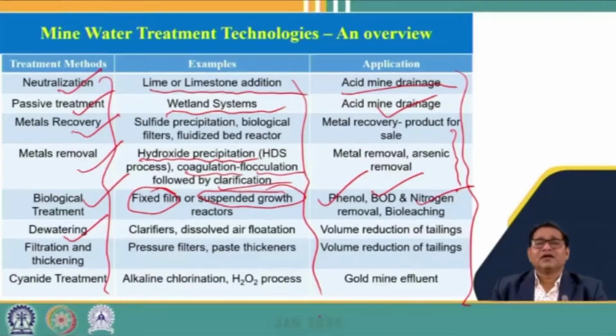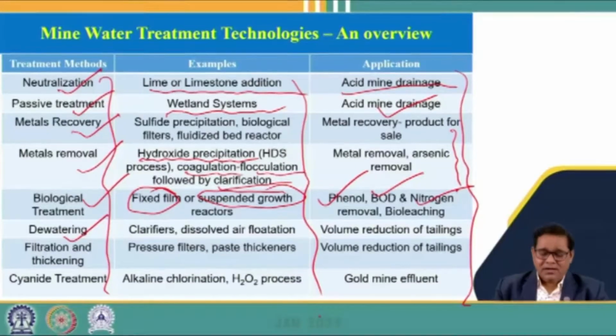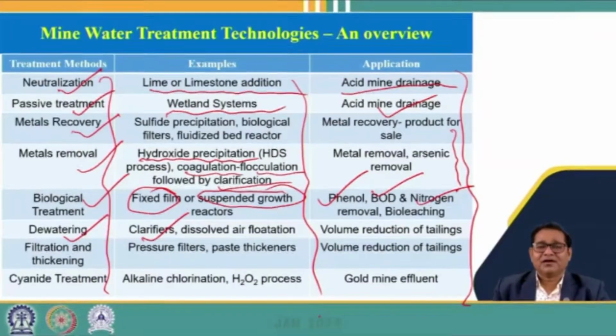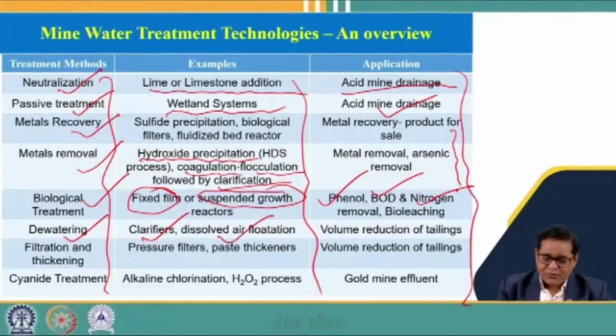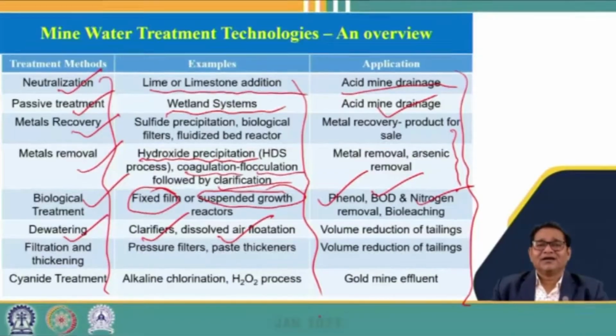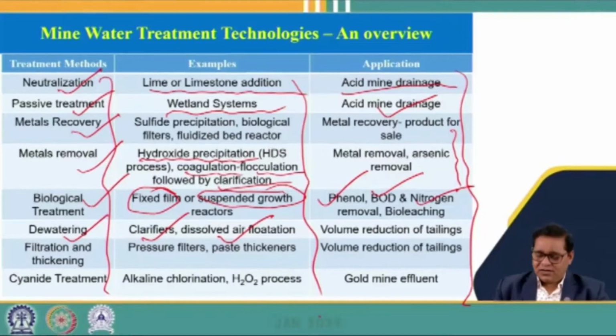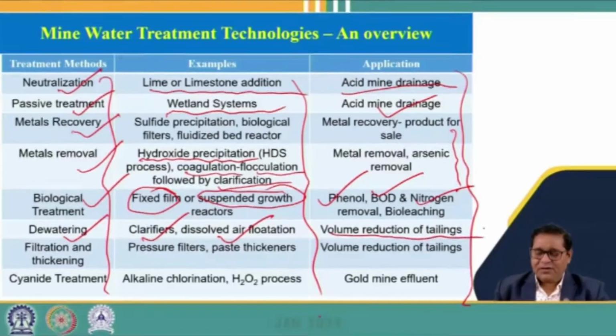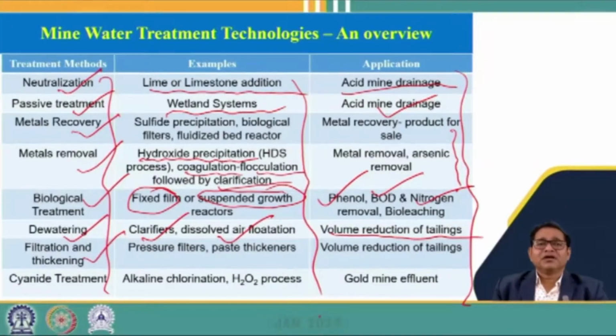Then there are other techniques like dewatering. Dewatering is basically to remove the sludge solids present in the mine water. This is done by designing a number of clarifiers, primary clarifiers and secondary clarifiers, and the floating impurities present in the mine water, like oil and grease, are removed by dissolved air flotation techniques. This basically involves the volume reduction of the tailings, and filtration and thickening.